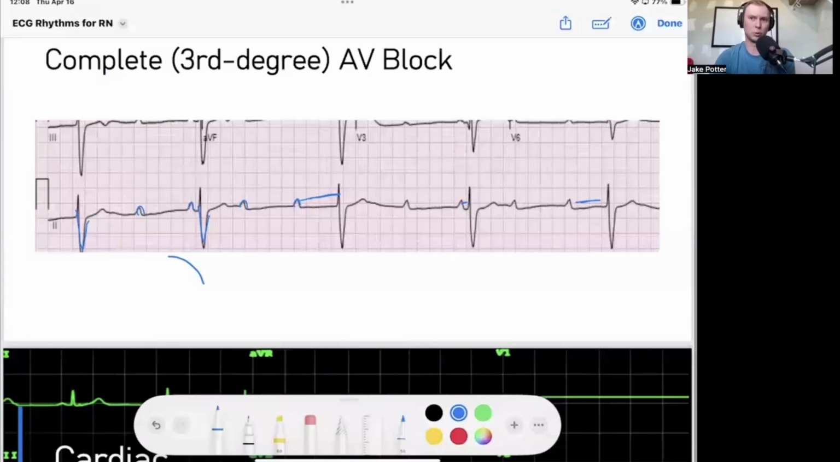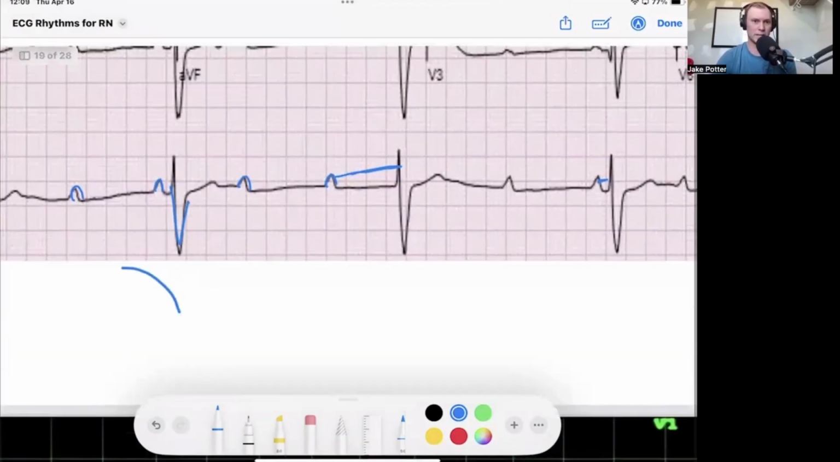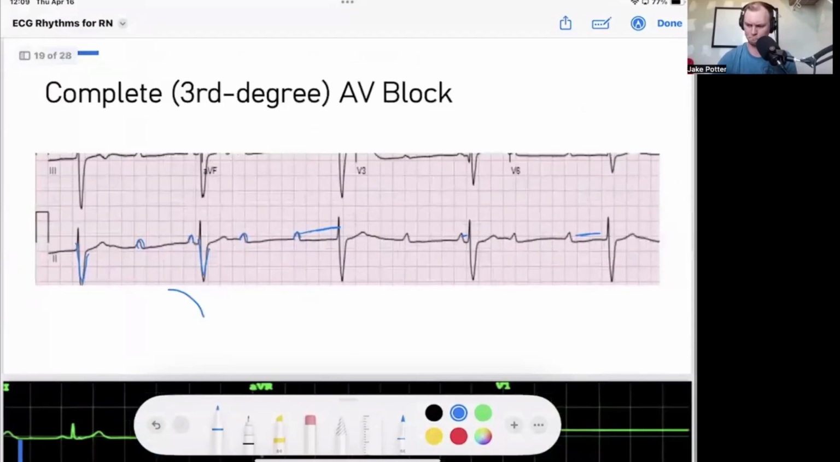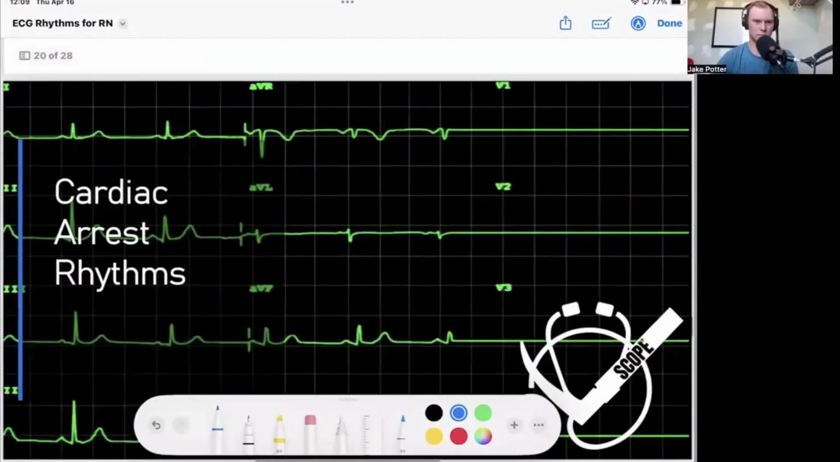People can be completely stable on this and people sometimes freak out. I've seen a grandma sitting in a third degree heart block in the 30s, just chilling out on the stretcher. And then I've had people that have died, have coded from this because their rate is so slow and we didn't get to it in time. Okay. There are a lot of reasons for a complete heart block. That's a whole other video.